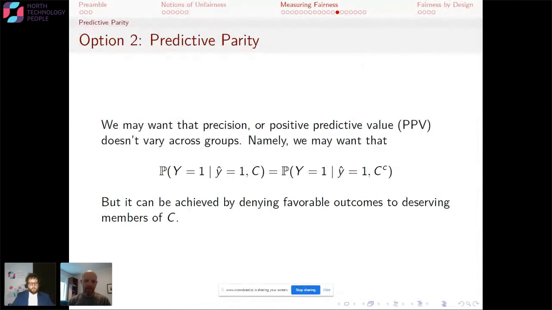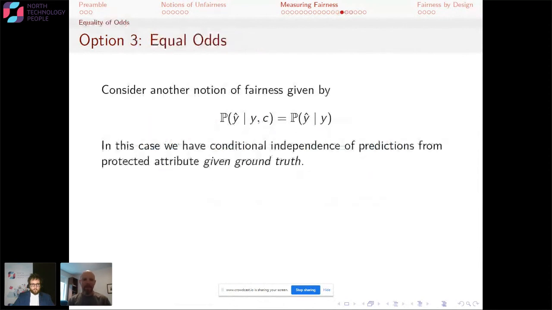This has been widely used, in fact, as a metric up until a few years ago. It was used by the recidivism model in the US to create some big issues because you can achieve this seemingly fair outcome by denying the favorable outcomes to deserving members of Class C. What you'll notice here is that we're not insisting that members who deserve the favorable outcomes actually get it, but rather that the people that got the favorable outcome deserve it, which is very different.